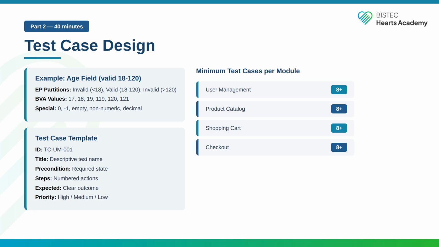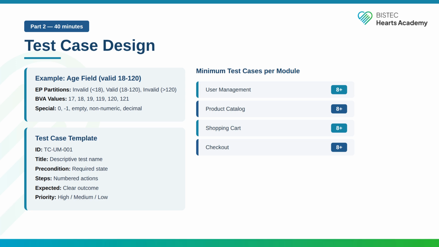First, EP, 3 partitions. Values below 18 are invalid low. Values from 18 to 120 are valid. Values above 120 are invalid high. Then BVA. At each boundary, test the value on the boundary and the values immediately before and after. So test 17, 18, 19 at the low boundary and 119, 120, 121 at the high boundary.